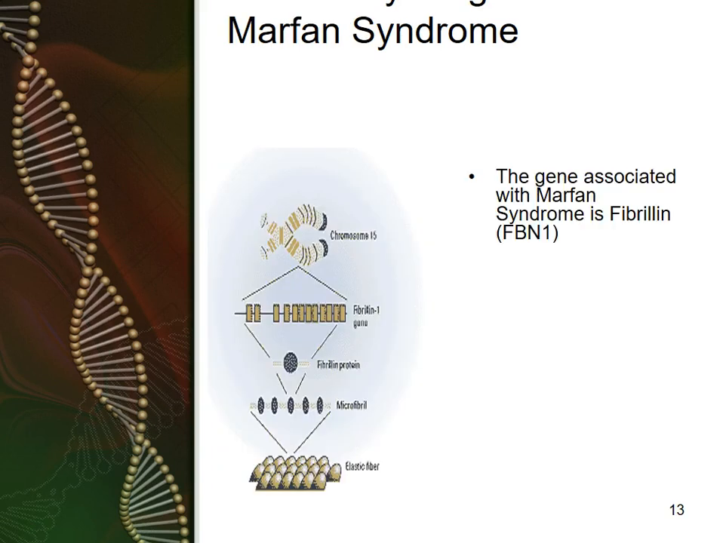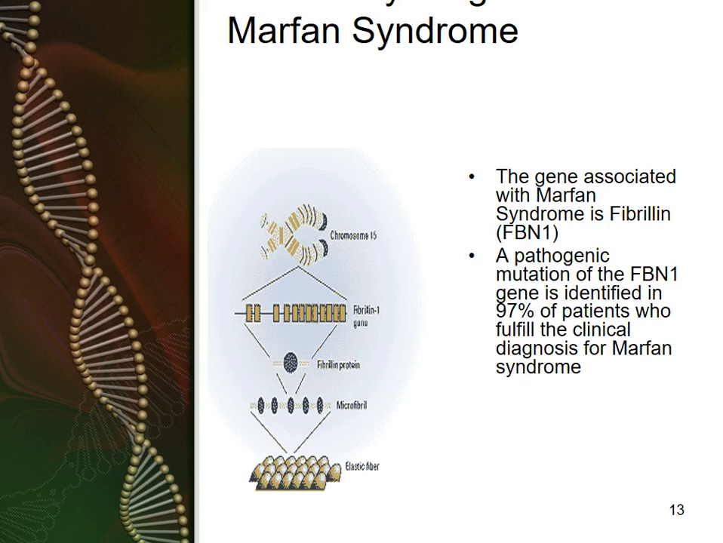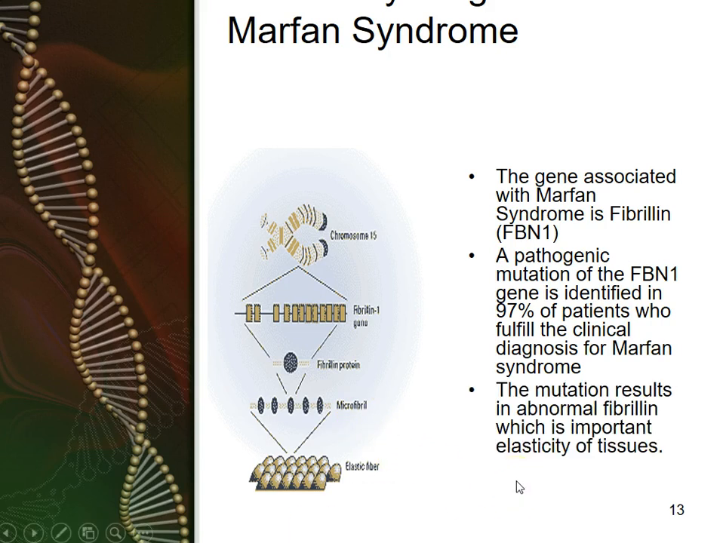So Marfan syndrome is caused by a mutation in the gene fibrillin, or FBN1. This is located on chromosome 15. Pathogenic mutations of the fibrillin gene are identified in 97% of patients that fulfill the clinical diagnosis for Marfan syndrome. And fibrillin is important in elasticity, so the connective tissue is not elastic enough. So, for instance, in the heart, when it expands as the blood's coming out, it's not expanding and going back normally, and so it rips. And that's what a dissection is.